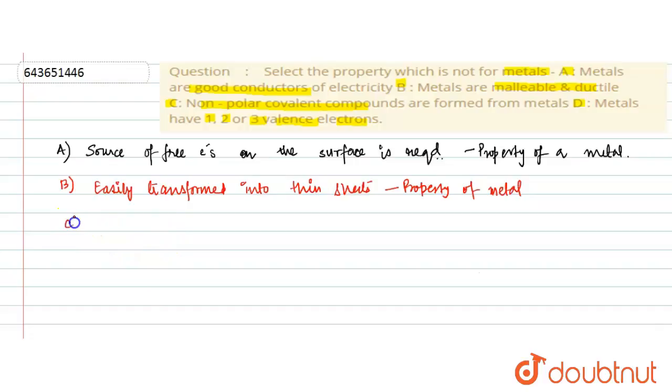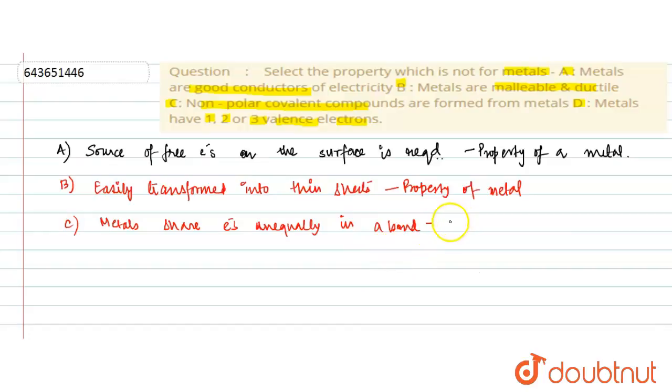Option C. Non-polar covalent compounds are formed from metals. No. Non-polar covalent compounds are not formed from metals. Polar covalent compounds or ionic compounds are formed from metals because metals share electrons unequally in a bond. Always they share electrons unequally in a bond.